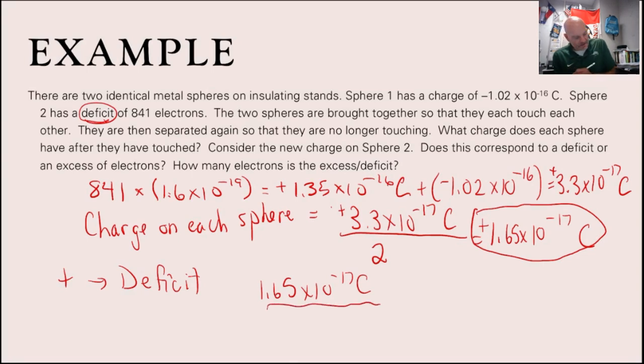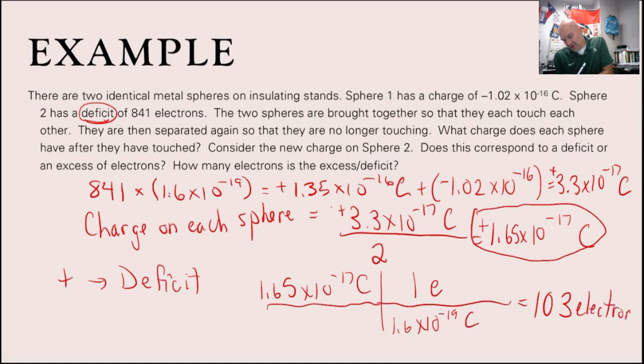and we're going to divide it by, essentially we do a conversion factor, right? 1 electron is 1.6 times 10 to the negative 19th coulombs, right? And so I take our answer, 1.65 exponent negative 17th, divided by 1.6 exponent negative 19. So we get a number of 103.125, but remember, charge is quantized, so we have to round down, right? We can't have partial electrons, okay? So what happens is each sphere has 103 electrons on it.